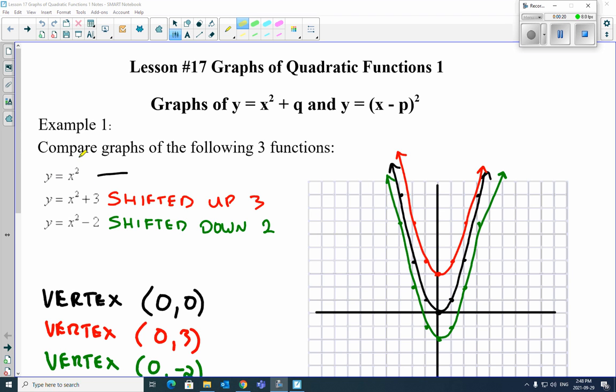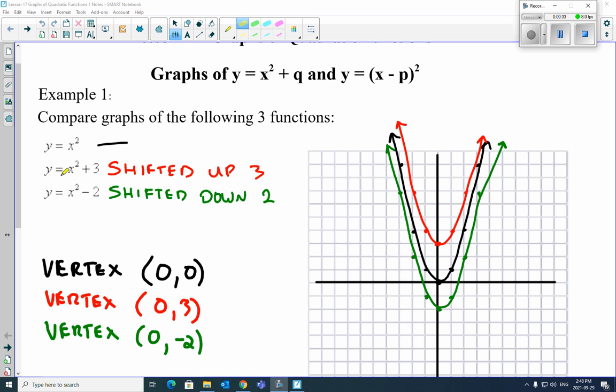If it's on the outside, let's try our first one here, y equals x squared. That's the standard one, right? At the origin, 0, 0, over 1 up 1, over 2 up 4, over 3 up 9. All I'm talking about is if you square those values. What happens if it's y equals x squared plus 3, the red one here? It takes the whole graph and shifts it up 3. So instead of 0, 0, it's now 0, 3. But the pattern is still the same after that. From this point, over 1 up 1, over 2 up 4, and so forth. And you can see the vertex change. The first vertex was 0, 0. The second one is 0, 3.